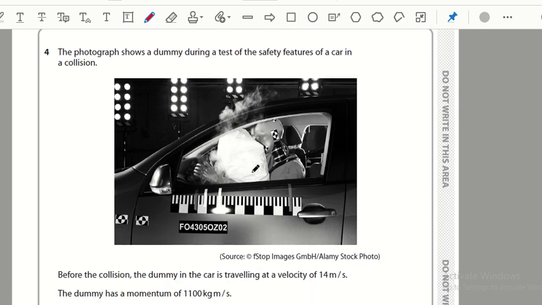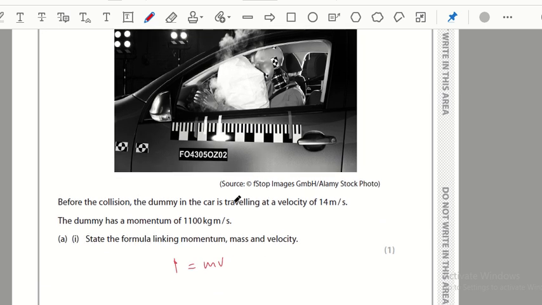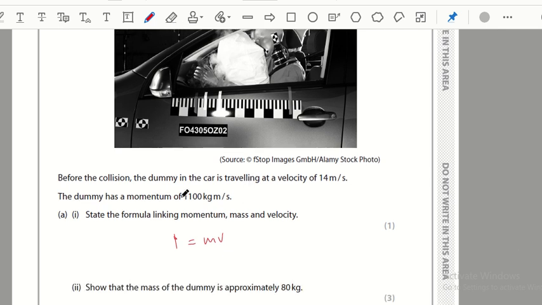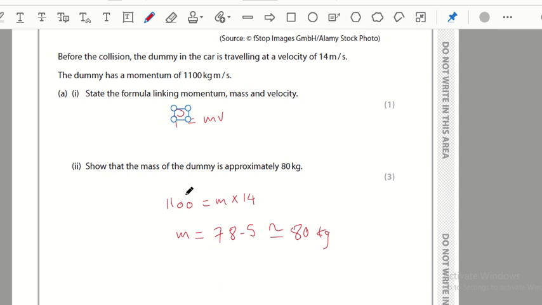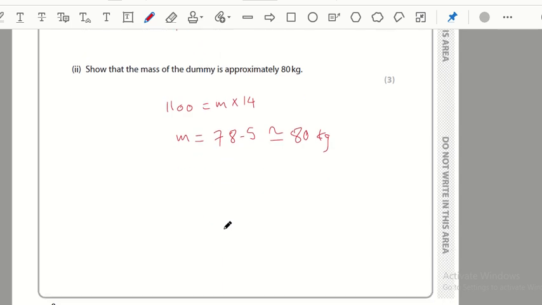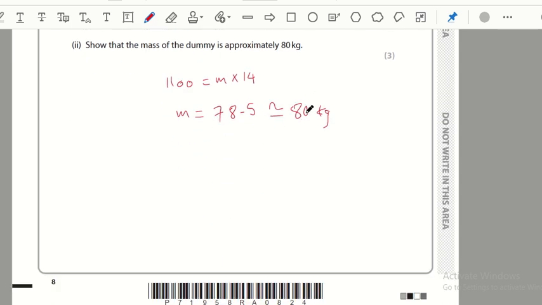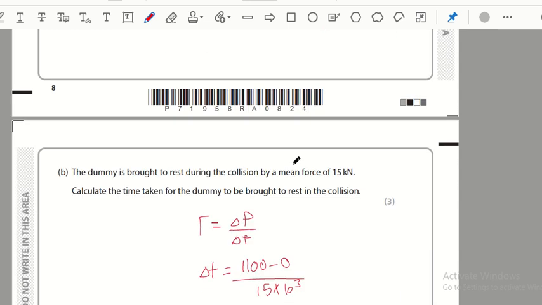Dummy used in safety test of a car before collision. Dummy in car is traveling at velocity 14 meters per second. Dummy has momentum of 1100 kilogram meter per second. State formula for momentum, mass, and velocity. p equals m times v. Show mass of dummy is approximately 80 kilogram. We will substitute and write the result to one significant figure.